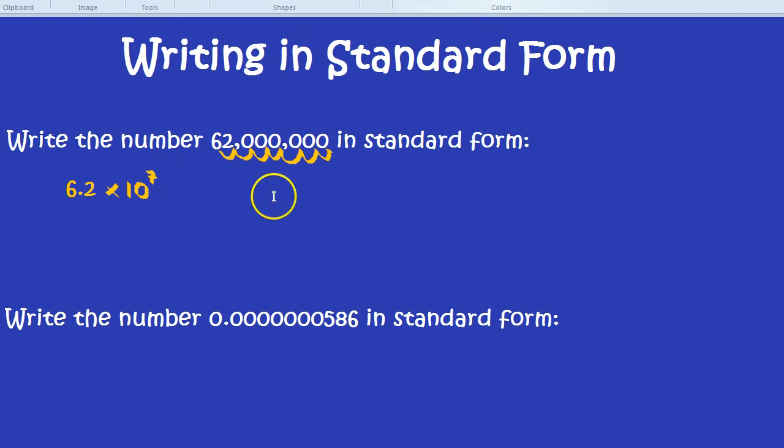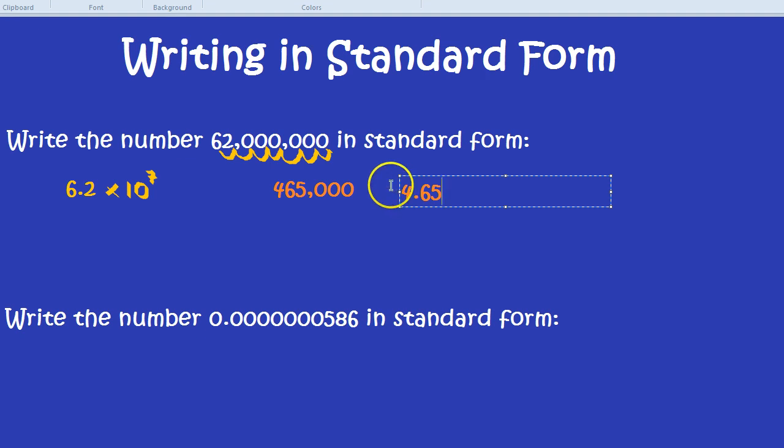Let's practice with another number. How about if we had the number 465,000? Again, you have to pick a number between 1 and 10. Can you see what it is? It would be 4.65. So not 46.5 or 0.465, but 4.65. It has to be between 1 and 10. And again, you couldn't just write 4 or 4.6. Try to be as accurate as possible. 4.65. How many times does the decimal place have to move? Well, there's 4.65. The dot would be here, but the dot's not there. 1, 2, 3, 4, 5 places. So we'd have to multiply this by 10 to the power of 5 to get our actual number.